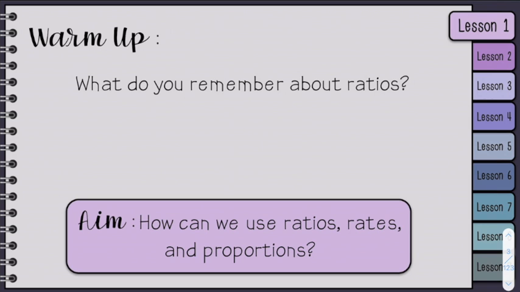All right, so ratios. Ratios can be written in 3 different ways. You can write it as a fraction. You can write it as words. You can also write it with a colon. 3 different ways.